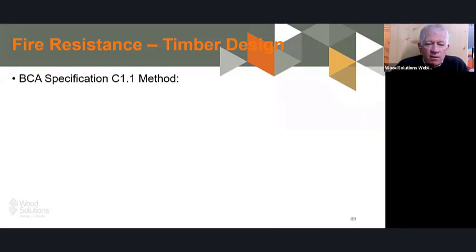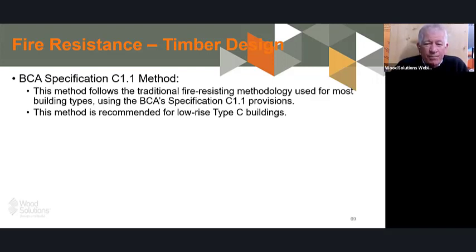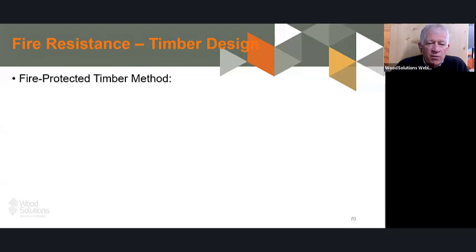So the BCA Specification C1.1 method, that's your standard fire resistance requirements. So that's what you'd use normally for anything. So we're just using the Specification C1.1 provisions and designing the building accordingly. And there are some options there for you. This method is recommended for low-rise Type C buildings, because when you get above 2 storeys into 3 storeys and above, you're out. It doesn't apply because there are constraints on materials, and you're into fire protected timber land. So the Type C construction, particularly for 2-storey buildings, and you'll find this is one of the options that we looked at.